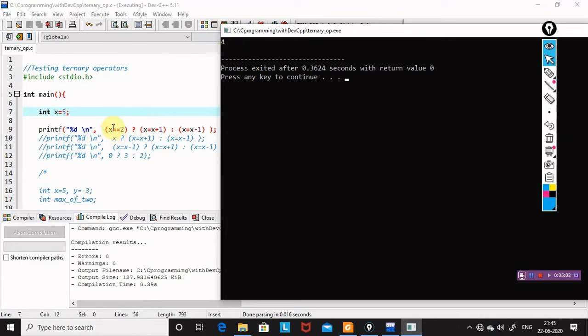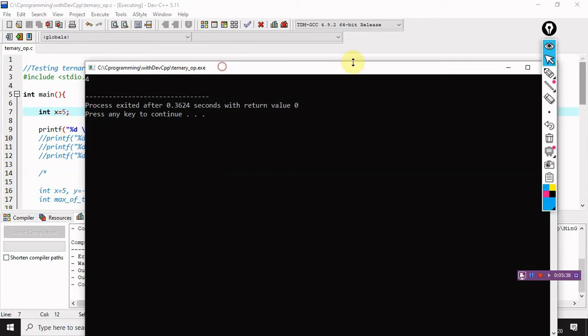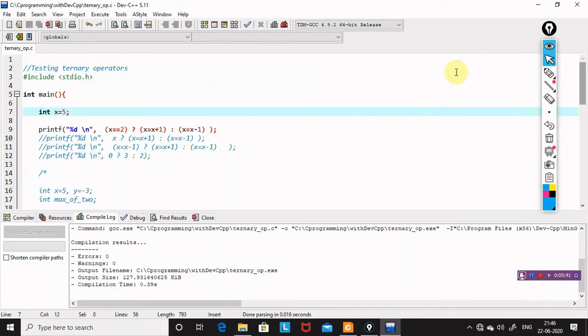Why? Because this condition would be tested and return a false, because x is obviously not equal to 2, it is equal to 5. So instead of this expression being evaluated, the one next to it after the colon symbol would be evaluated, and the value of x, which was initially 5, would be decremented by 1, and the new value of x would be 4, and that value would be returned as the value of the whole expression, symbolizing the ternary operation, and then get printed over here. So we see the value of 4 being printed as expected. So this was an example of a ternary operation.